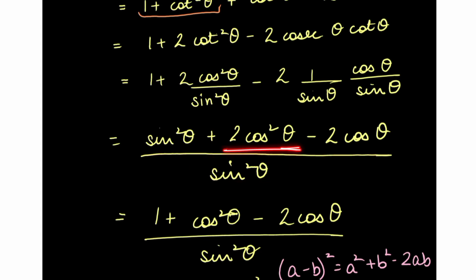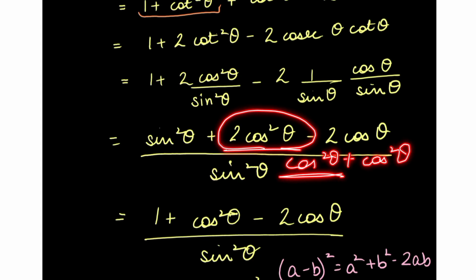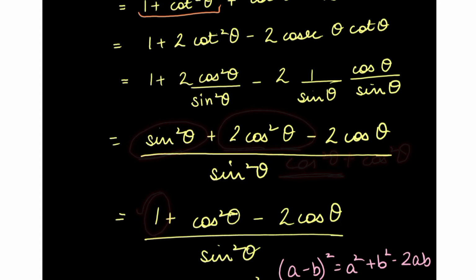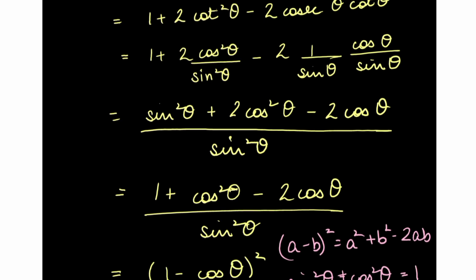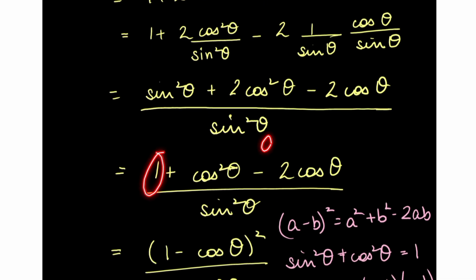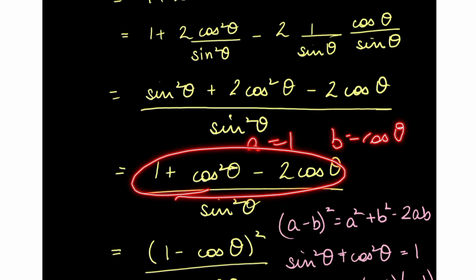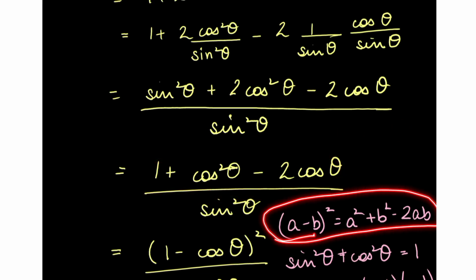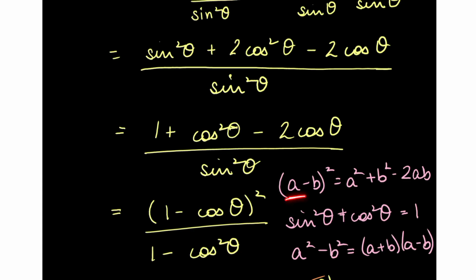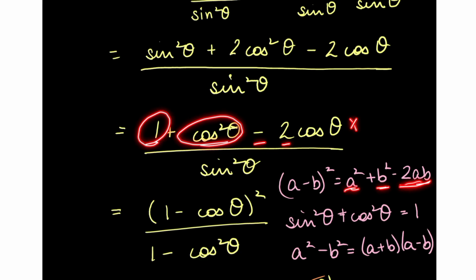Now, can I split it as cos square theta plus cos square theta? Right? So, 1 cos square theta plus sine square theta gives us 1 plus cos square theta minus 2 cos theta divided by sine square theta. Okay? So, now, if we look carefully, we take a as 1 and b as cos theta. Then can we put it into the identity of a minus b whole square? Right? So we can say a is 1, b is cos theta. So 1 square is 1, b square is cos square theta, minus 2ab, minus 2 into 1 into cos theta.